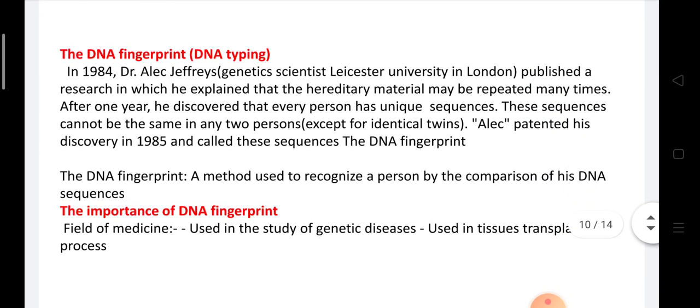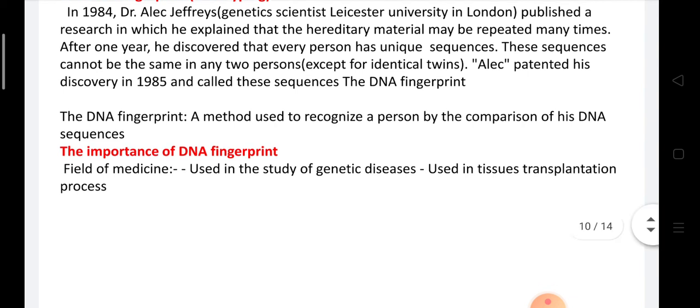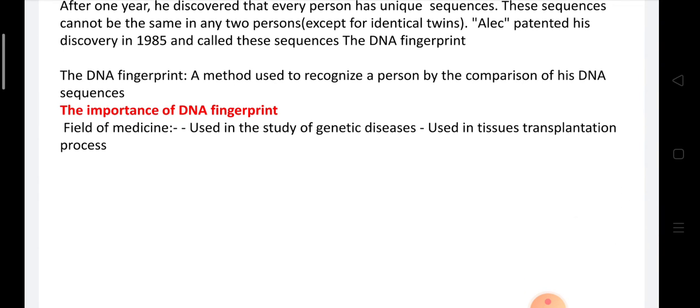DNA fingerprint, or DNA typing, was discovered in 1984 by Alec Jeffrey, a genetics scientist in London, who published his research about this. DNA fingerprint is a method used to recognize a person by comparison of his DNA sequences with other people recorded on GeneBank.